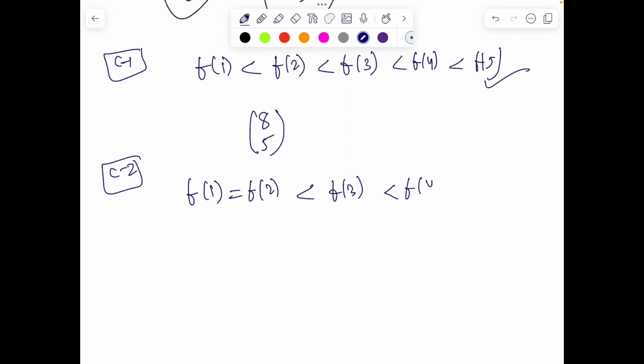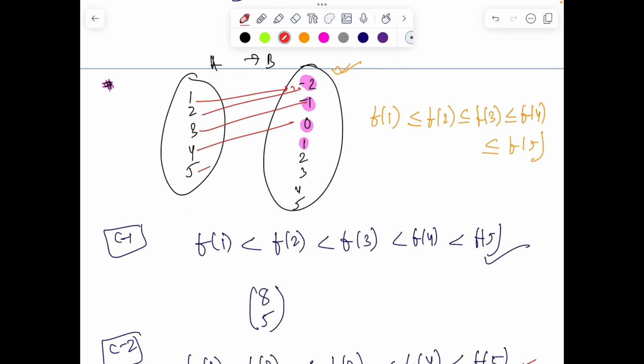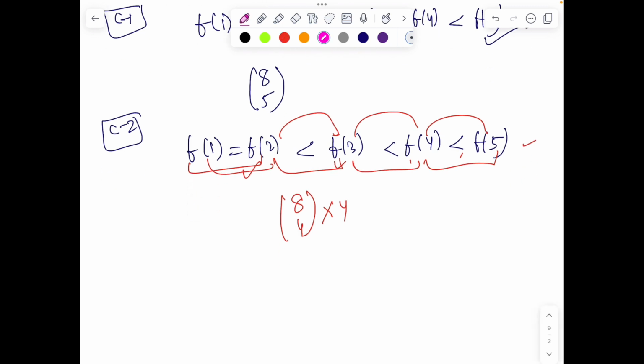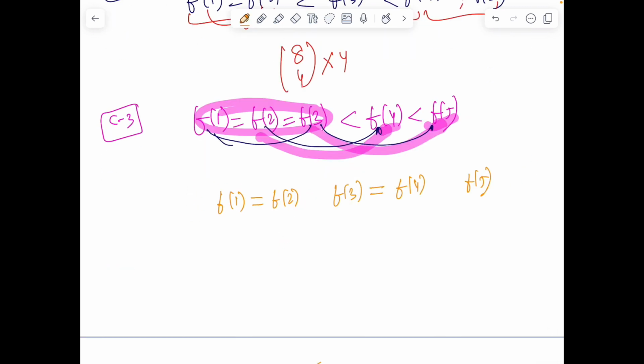Now case 2, when 2 of them are the same. So case 2 I can tell, let's say when f1 is equal to f2, and then f3, f4, and f5. So if 1 and 2 are the same, one way, right? Because 1 and 2 have to be the same. So let's say if 1 goes to -2, 2 has to go to -2. Then 3, 4, 5 don't have a choice. They have to be arranged in increasing order. But clearly it could have happened when 2 and 3 are the same, or 3 and 4 are the same, or 4 and 5 are the same. So we have f1, f2, f3, f4, f5, and I can put the equality at this place or this place.